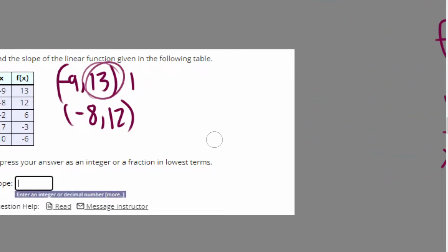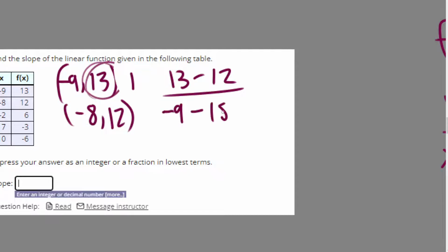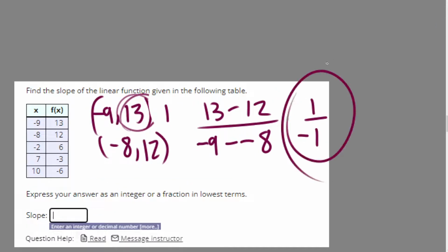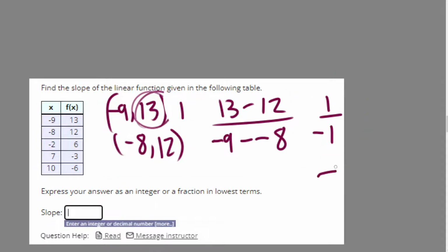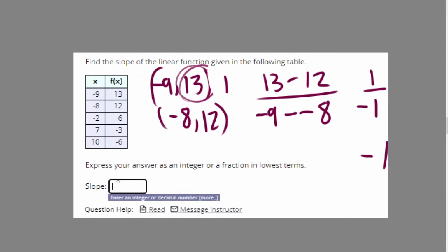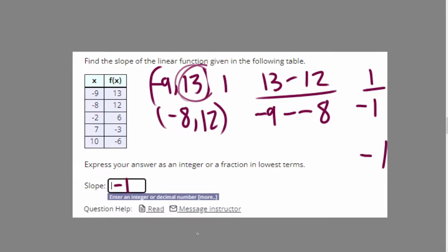So y1 minus y2, I'm going to say this is y1, so 13 minus 12, and then you have negative 9 minus 8. Minus negative 8. So that will give you 1 over... because negative 9 plus, it'd be over negative 1. Okay, yeah. So your slope, you get 1 over negative 1, which is exactly the same as saying negative 1. So slope is negative 1. That would be your answer.